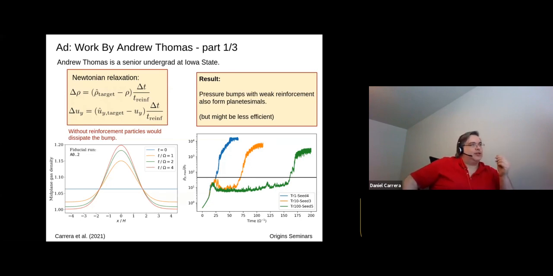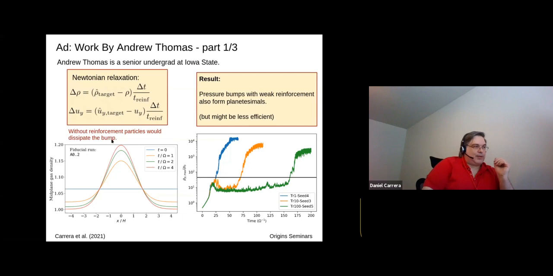So what the student did is investigate what happens if the pressure bump is only weakly reinforced. We're still working on this. We're currently writing the paper. We have most of the results, but it looks like a weakly reinforced clump is just about as good at making planetesimals as a strongly reinforced one. It might be less efficient. There are some caveats coming on that.